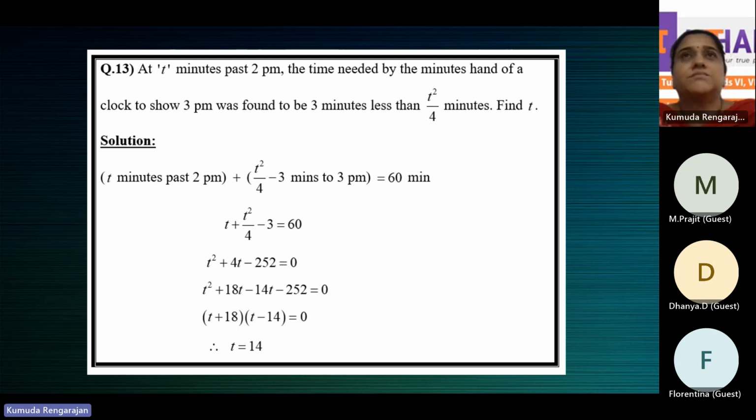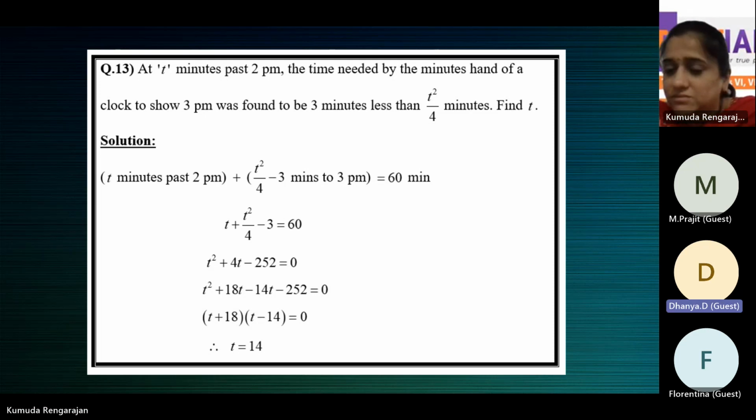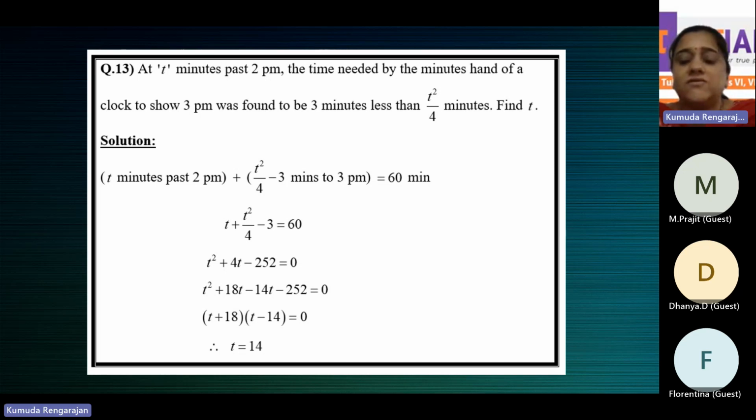Tanya? Ma'am, B square plus or minus root of 4AC divided by 2A. B square? No. Florentina? Minus B square. Minus B? Plus or minus root of 4AC divided by 2A. Not clear. Not completely right, Danya. Florentina?